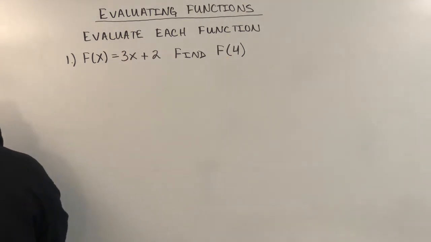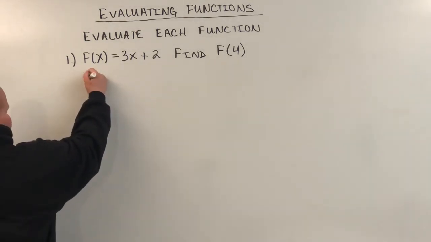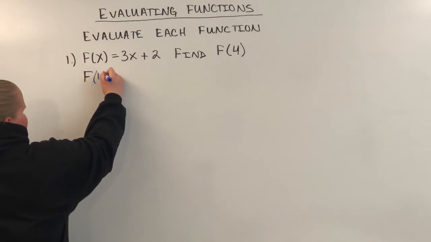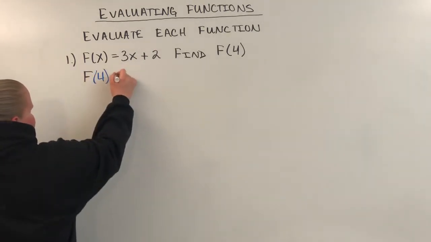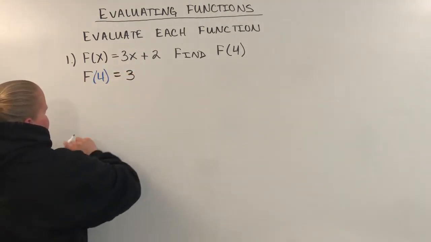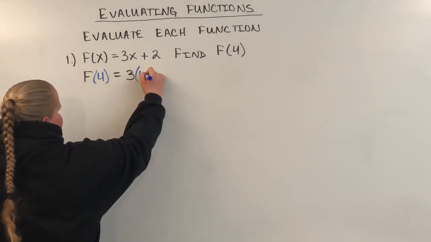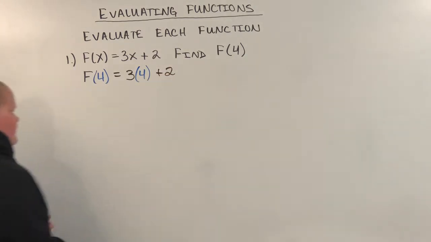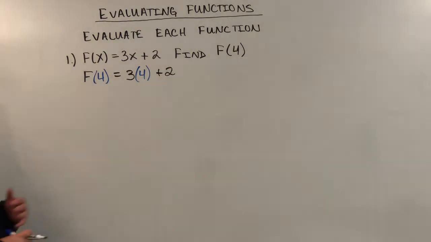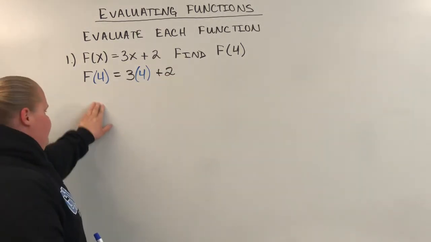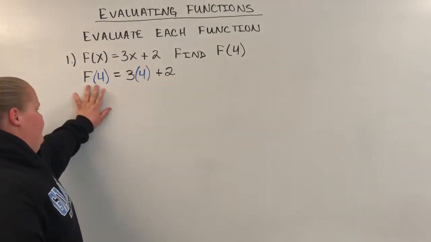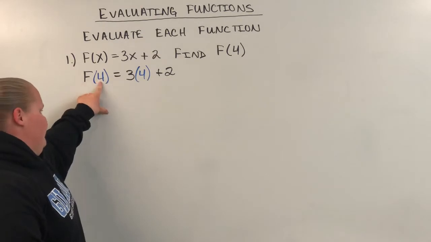So we have f of 4 equals 3 times 4 instead of x, plus 2. So now all we're doing is simplifying. F of 4 is just going to stay the same all the way through because I can't do anything with that. It's just reading the function's name, the function when x is 4.